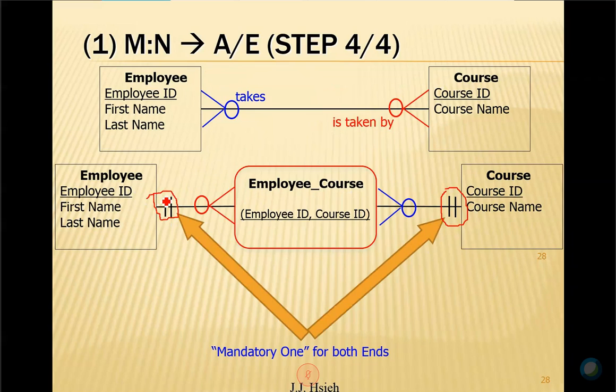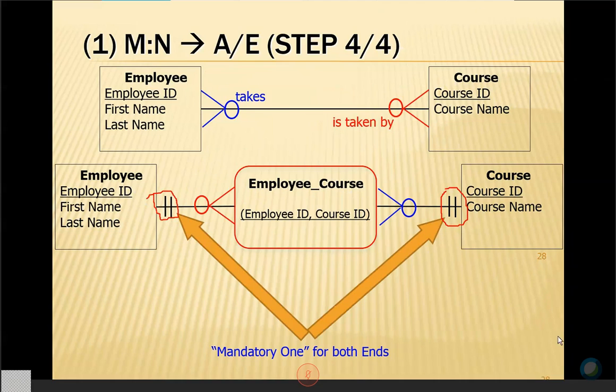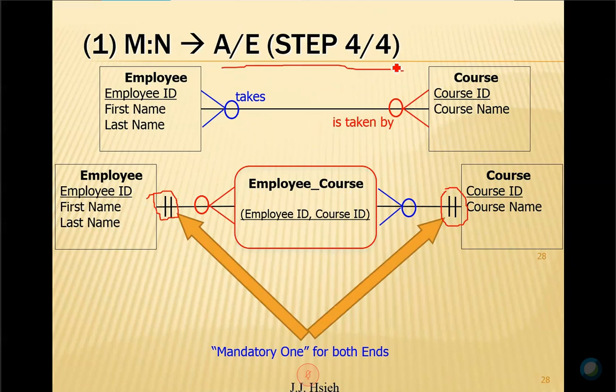The rationale for modeling this way is that when I look from the left hand side to the right hand side, employees can take many courses. When I look at the relationship from the right hand side to the left hand side, a course can be taken by many employees. So the key purpose of having this associate entity in the middle is to know, like a registry, which employee has taken what course.